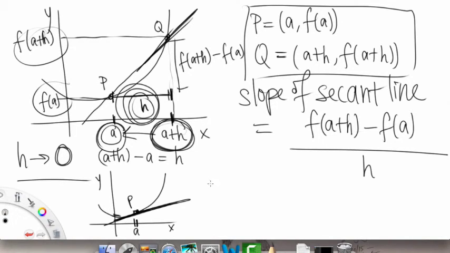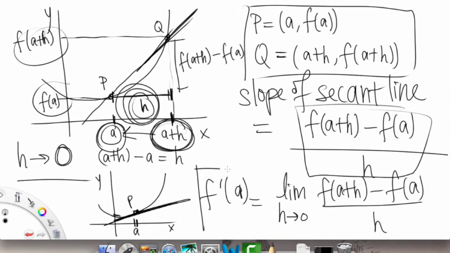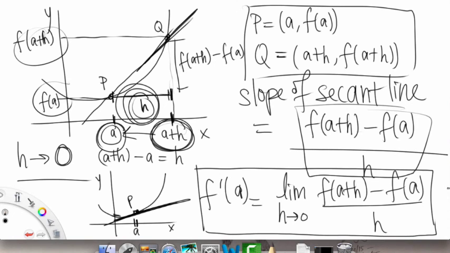A way to define the derivative in this sense is: f prime of a is equal to the limit as h approaches 0, so as the difference in the run approaches 0, of the slope of the secant line, and we plug that in: f of a plus h minus f of a over h. Like I said, this is the second definition of the derivative. And this again is just another way of naming things.